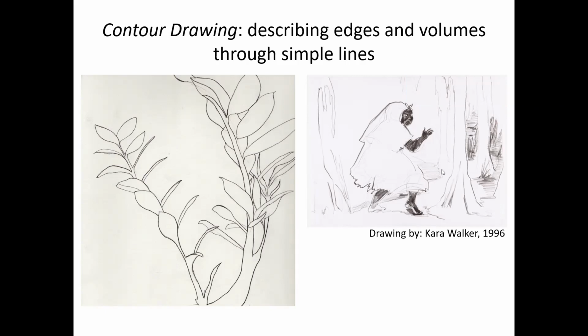Okay. All right, so you heard me say the word contour drawing a few times. The way that we would define that would be to describe edges and volumes through simple lines. So here on the left, we have a contour drawing of a plant, and on the right, we have a contour drawing of a person. This is simply defining whatever it is we're drawing through those edges. Any kind of volume or three-dimensional reference is going to be defined through just the line.